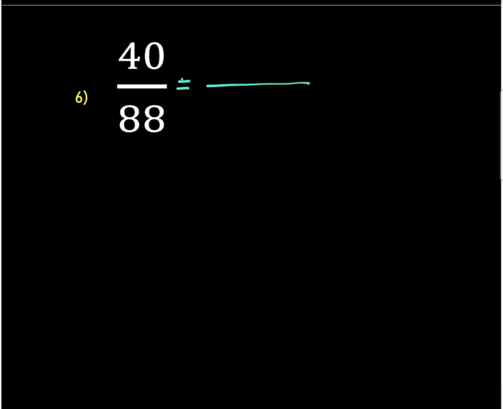These numbers are not large numbers. We can write 40 as 5 times 8, and also we can write 88 as 11 times 8. The common factor in here is 8. 8 is cancelled with 8. We are left with 5 over 11.